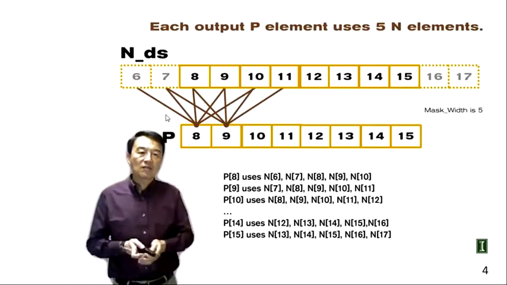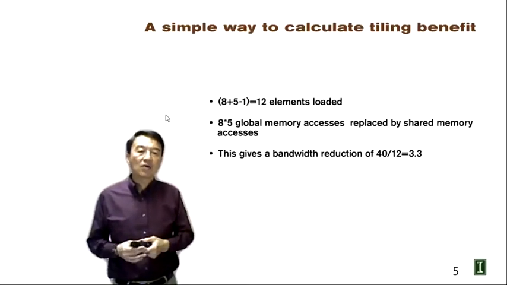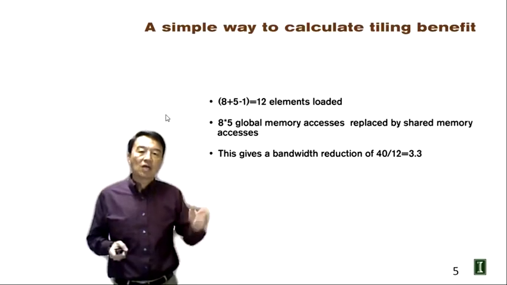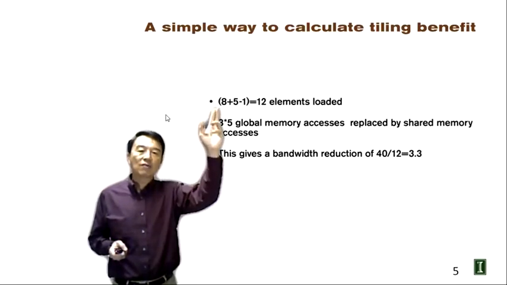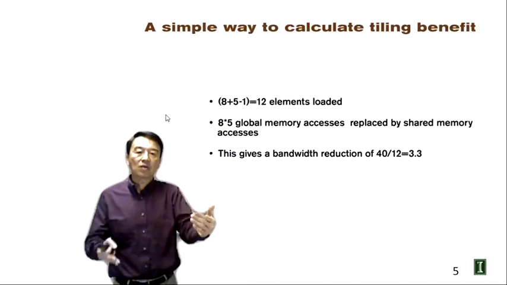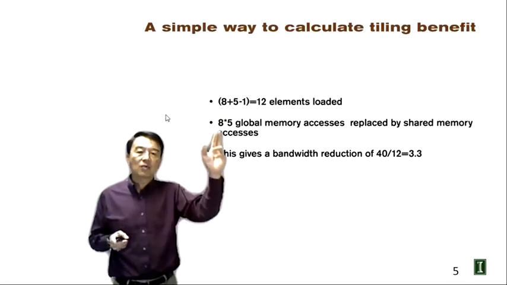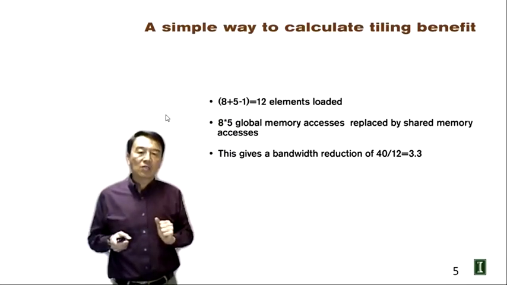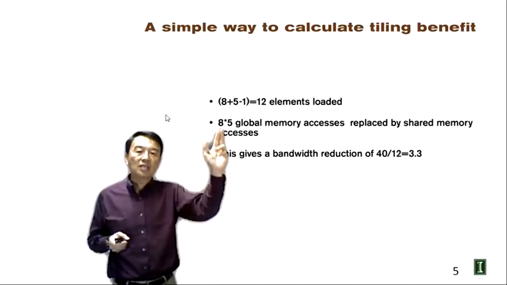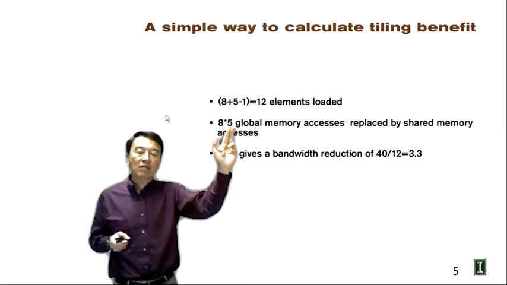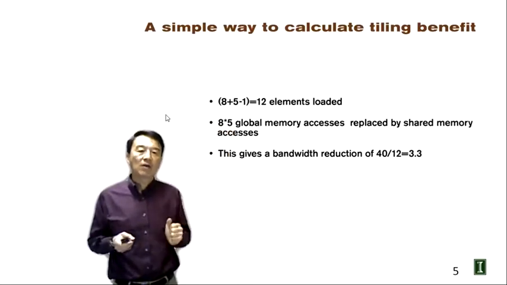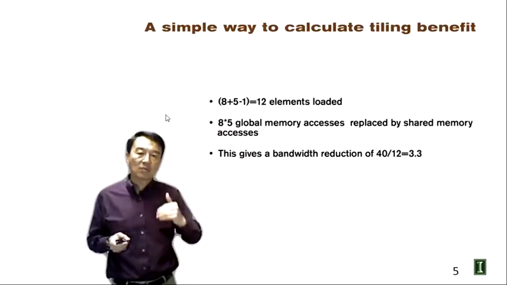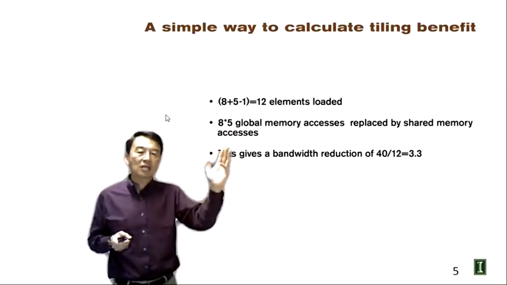So this gives us the following simple calculation of the benefits. We spent 12 memory accesses to load the input tile. And as a result, we're able to convert 8 times 5, 8 output elements and 5 input element accesses each, 40 global memory accesses into shared memory accesses. And these accesses were replaced by shared memory.